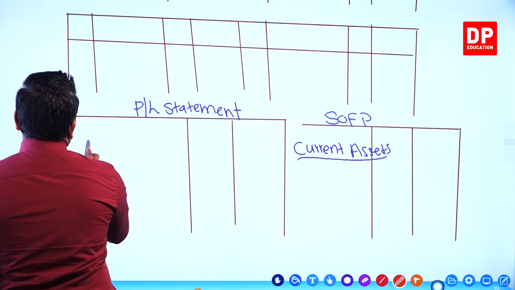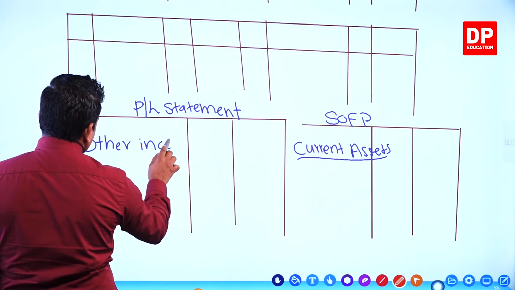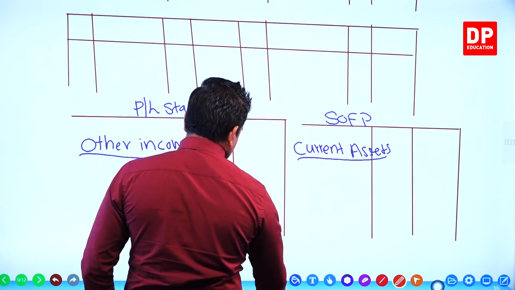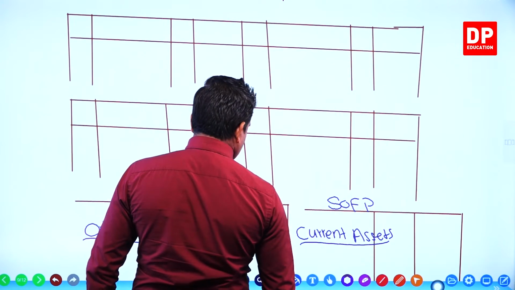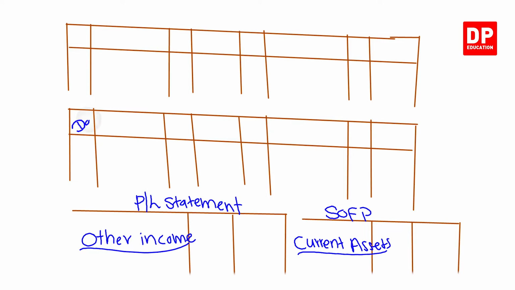There are other income. Under the other income, we write. Right? Now the next one, ledger accounts, right? Ledger accounts. Date, description, ledger folio, cash, date, description, ledger folio, cash.